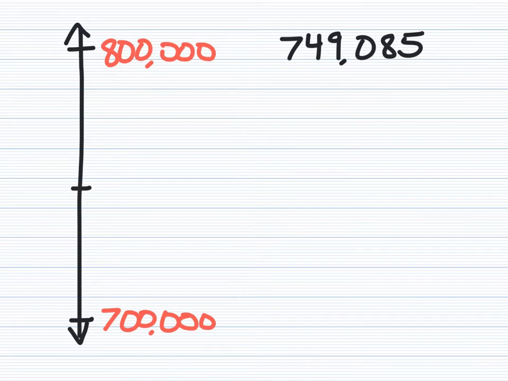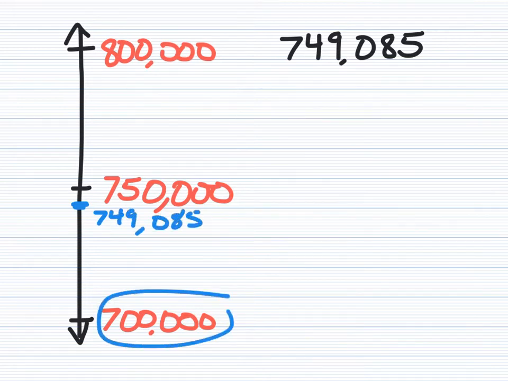If I just look here at the 70,000s and the 80,000s, I can say, well, 75,000, or 750,000, would be the midpoint. Now this is very close to my midpoint. This is 749 thousand. So that is just below my midpoint on this number line. So in that case, I would round down to 700,000. So I would say 749,085 is about equal to 700,000.